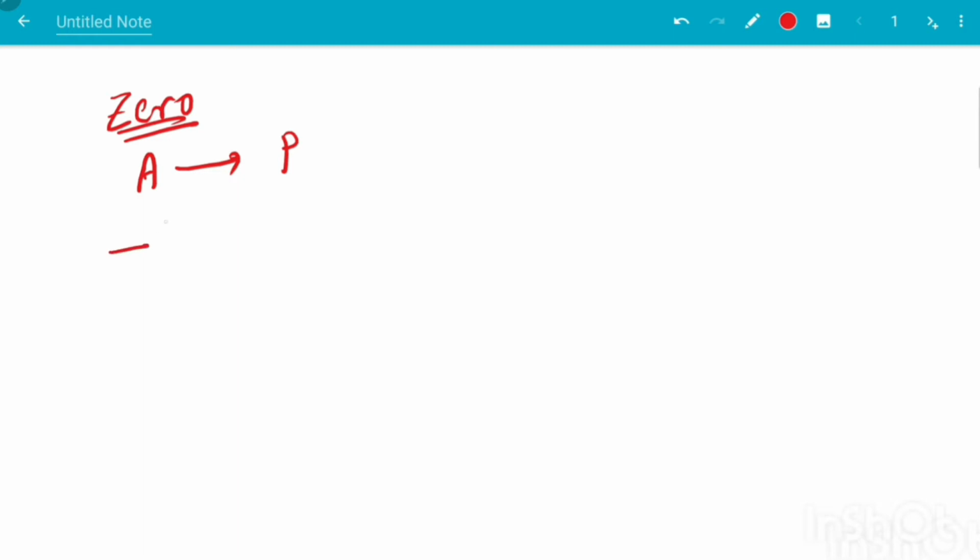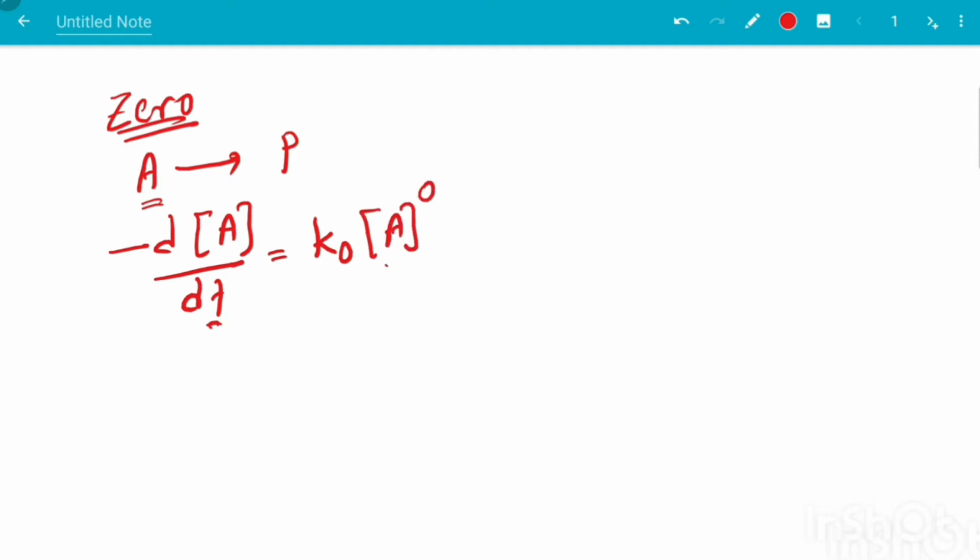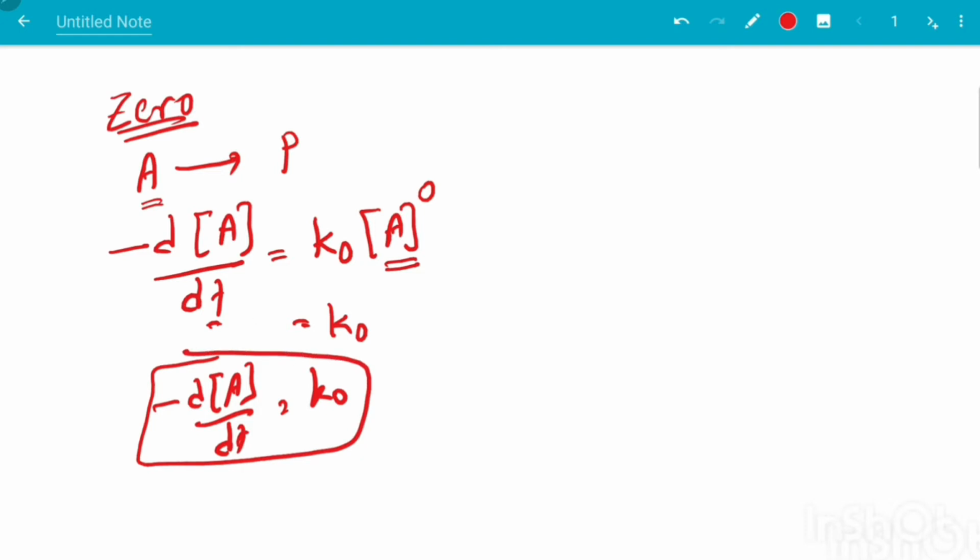Its differential form is represented by minus dA by dt, where dA is the changing concentration of reactants with respect to time, equal to k naught into A power 0. A power 0 is 1, because something power 0 equals 1. So minus dA by dt equals k naught. It is the differential formula of zero order reaction.